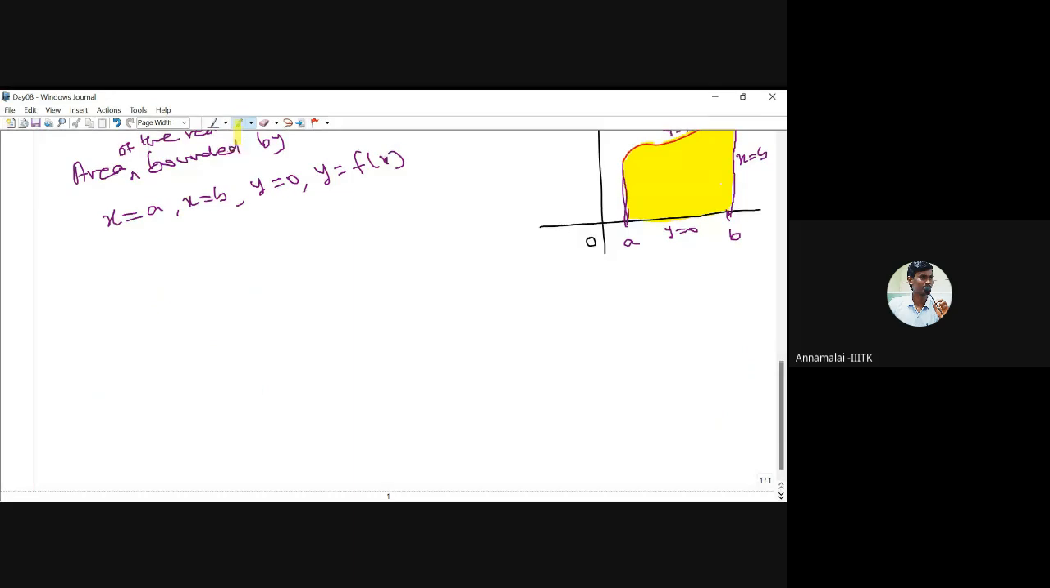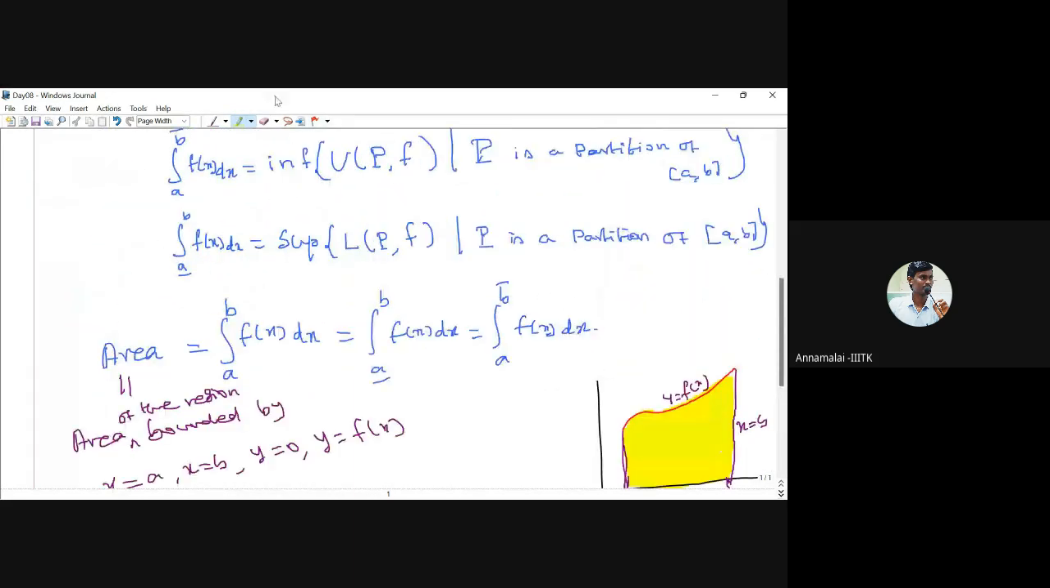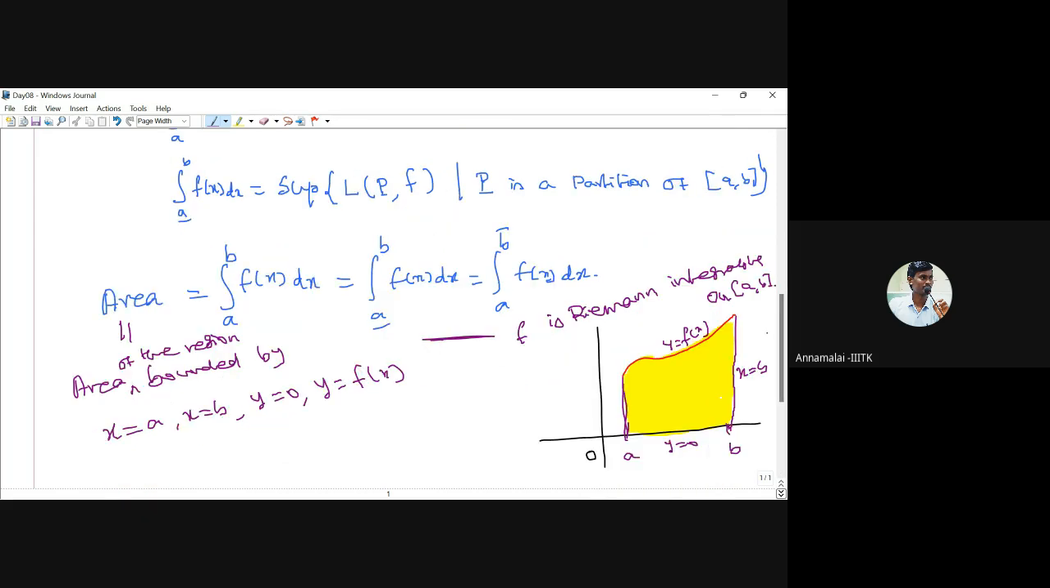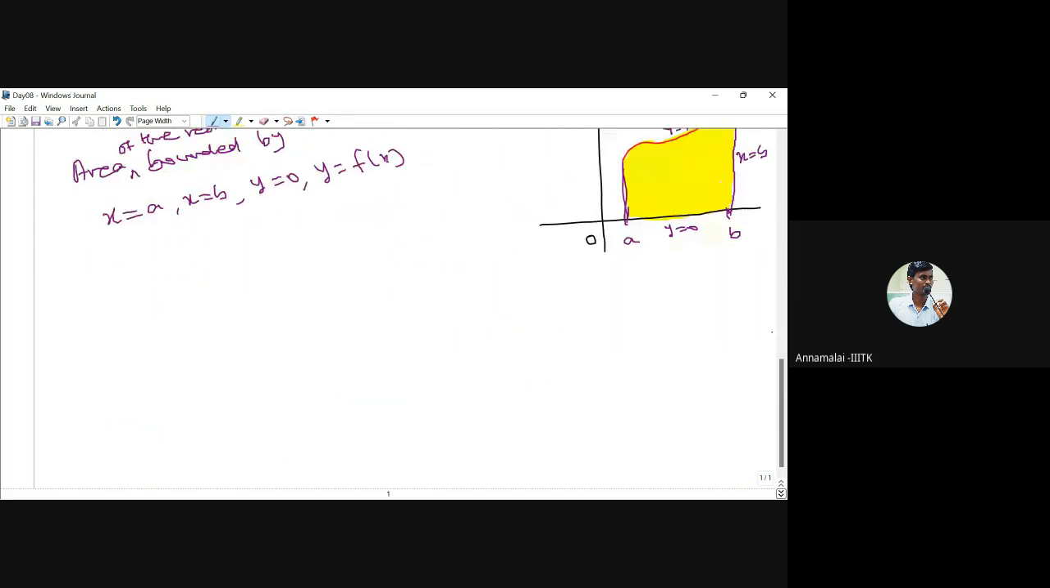Okay, so if this is satisfied, then we say this f is Riemann integrable. If the limits both exist and are equal, then we say f is Riemann integrable, or just integrable, on the closed interval a comma b. Okay. Now, with a similar idea, we have to extend this definition to a function of 2 variables. Okay.